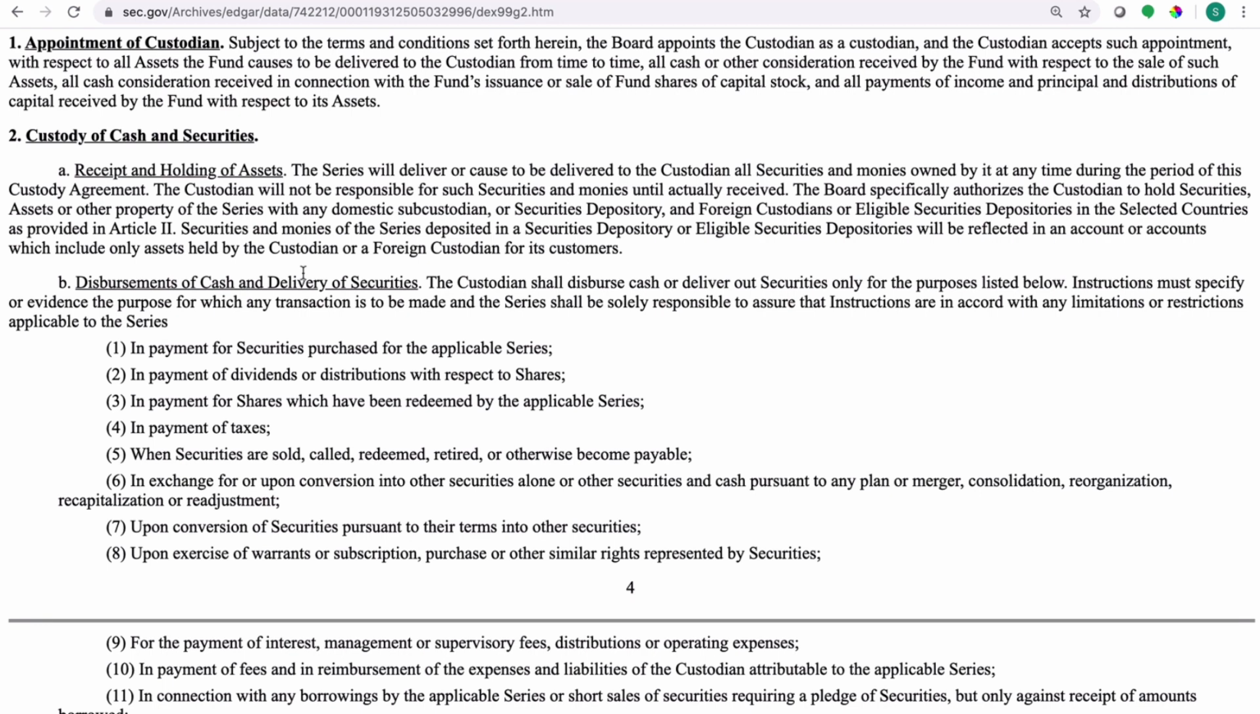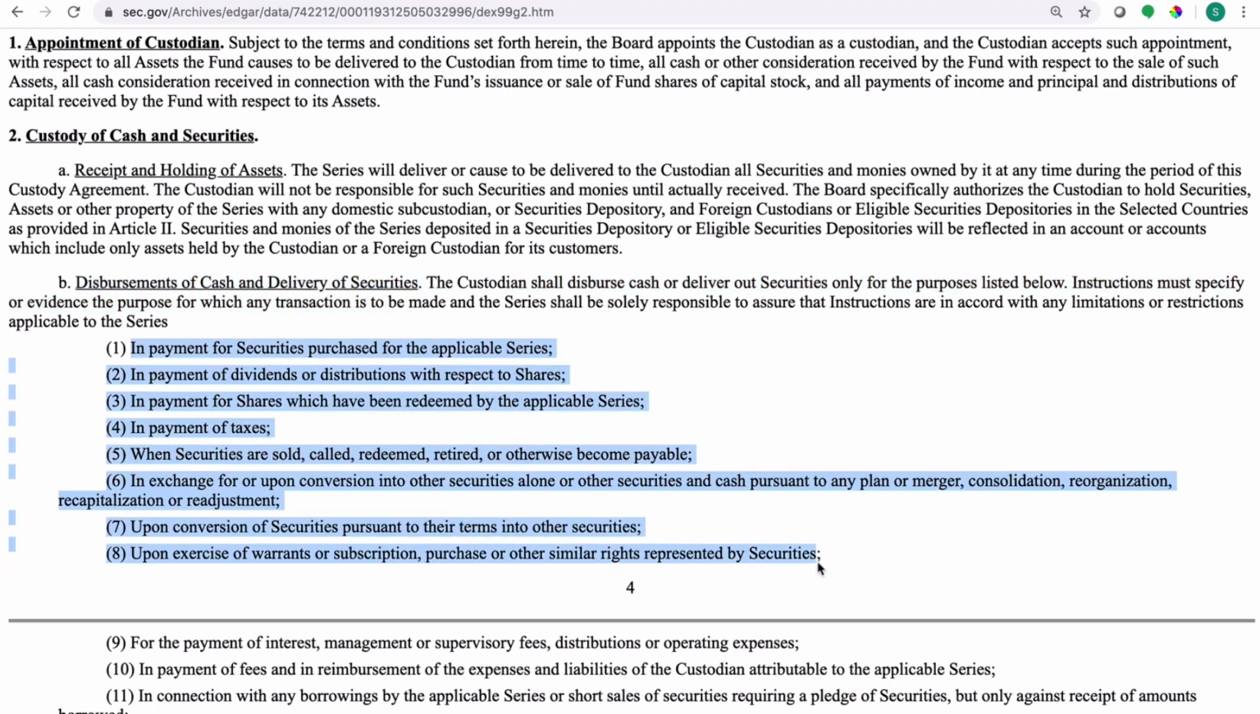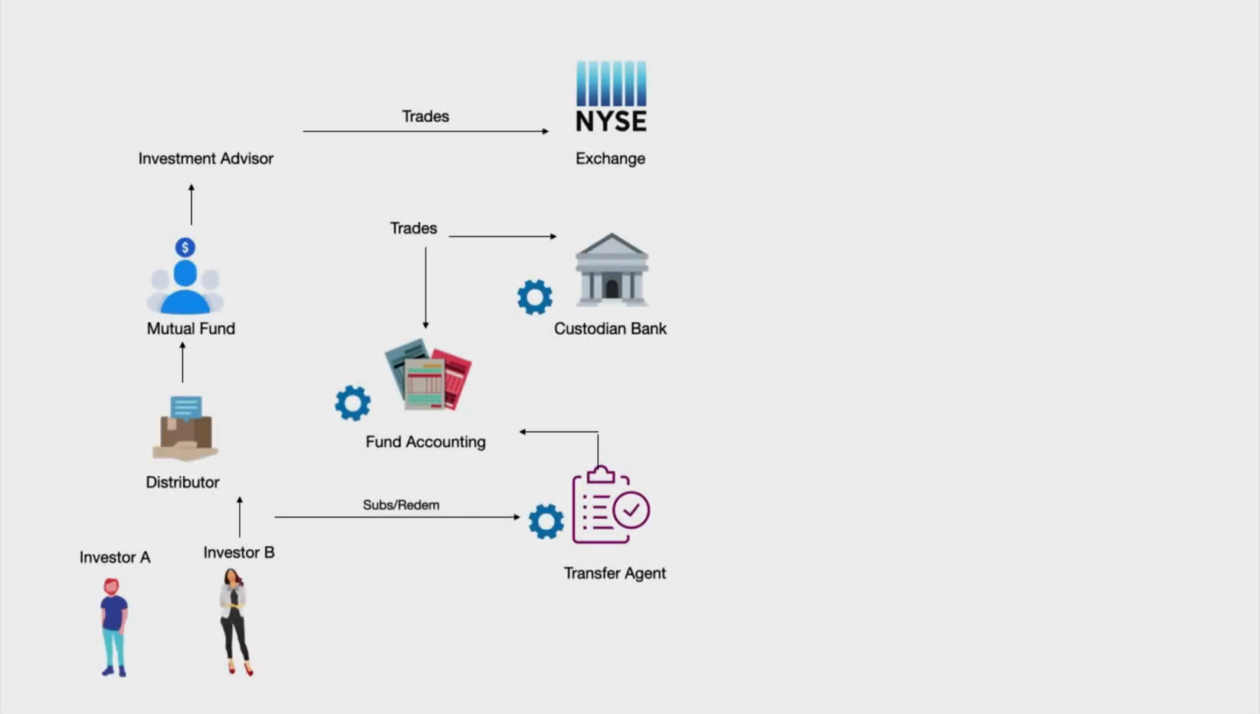This is a sample contract between the mutual fund and a custodian. The custodian's primary responsibility is to receive and hold assets, and also to do disbursement of cash and delivery of securities. The various sub-services that the custodian performs are enumerated here. Next function is performed by the fund accountant.